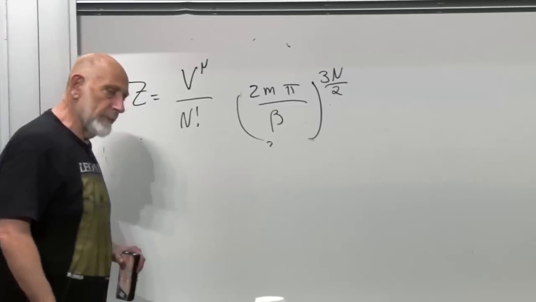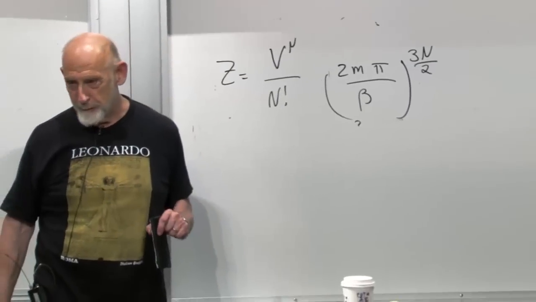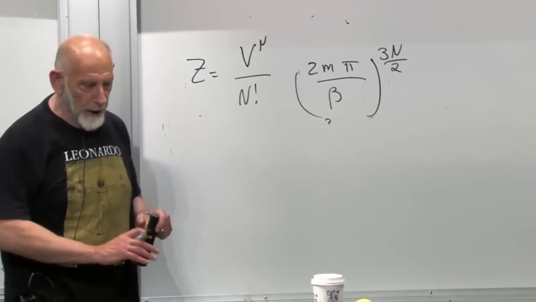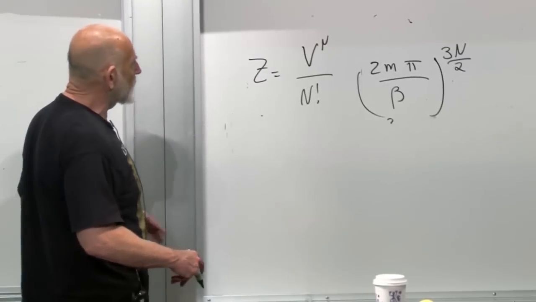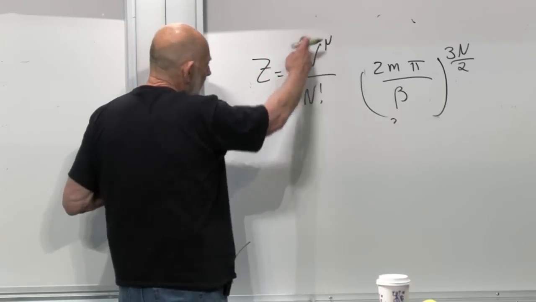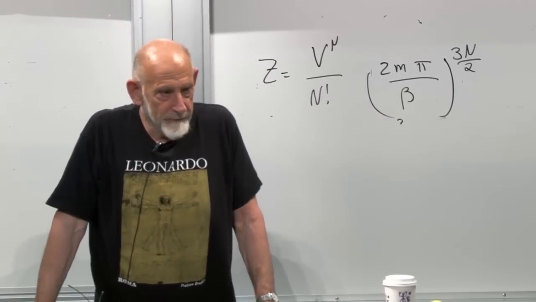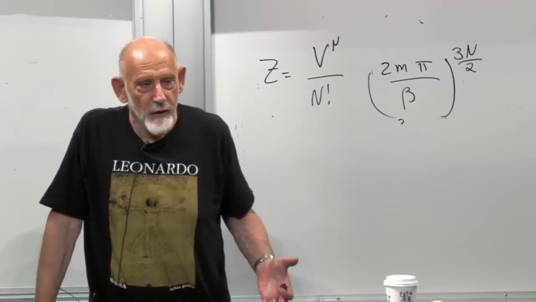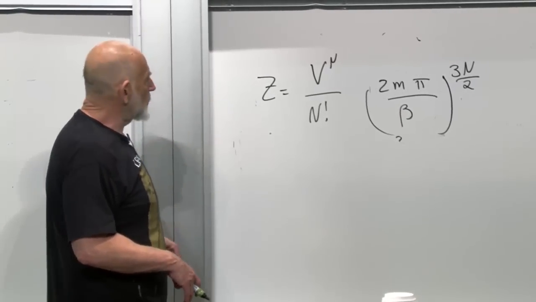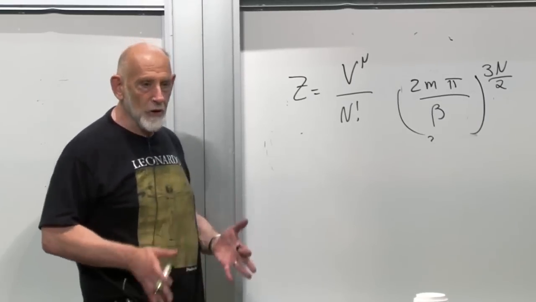It's fine in this form, but let me show you what this n factorial does for you if you include it. If you don't include it, you go through the calculation the same way and find no difference. But let's take v to the n over n factorial and make n big. We're talking about 10 to the 23rd molecules. So n is a huge number, n factorial is a huge number, and we can approximate n factorial by the Stirling formula.